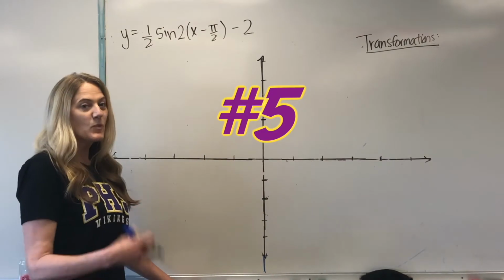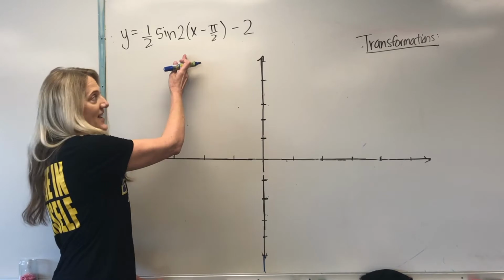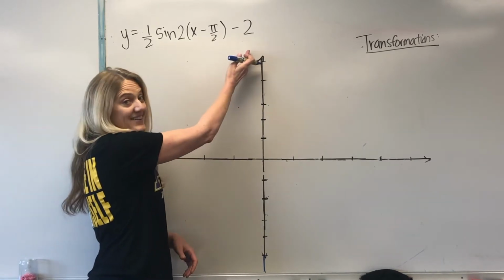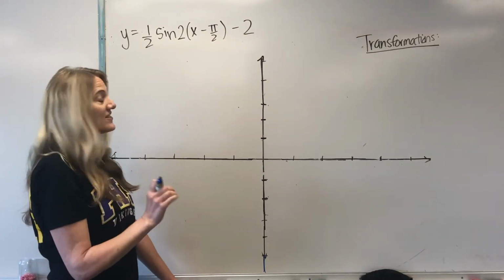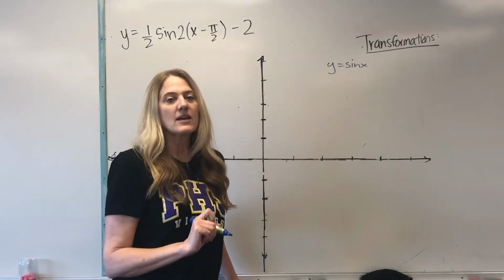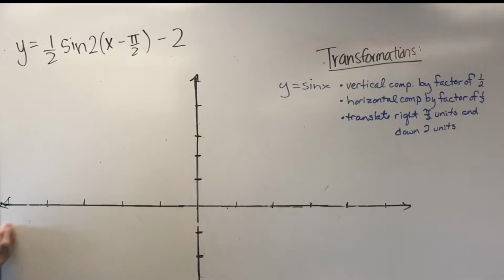Here we go, guys. We have a vertical dilation, horizontal dilation, and a translation left, right, and up, down. Oh my gosh, lots to keep track of. So let's start with parent function. Take a moment, write the transformations, and we'll come back together and see if you got it right.